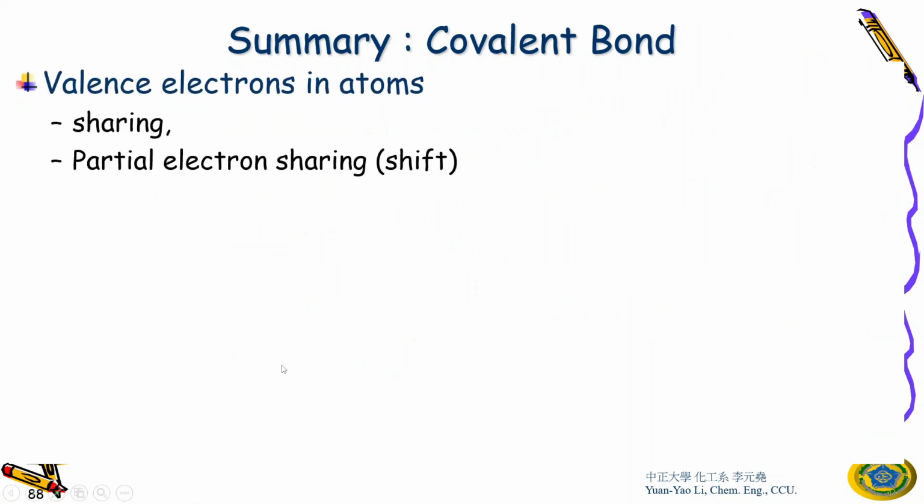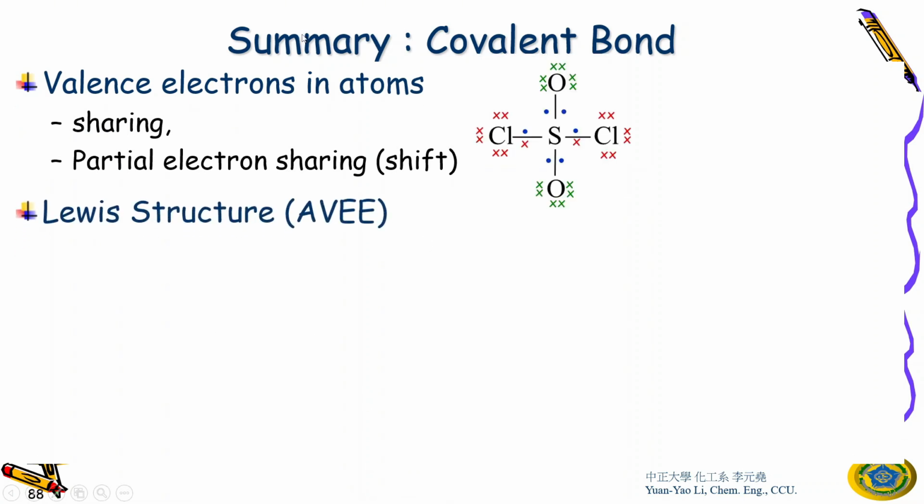They also shift the electrons. So, for example, this one shares, but because of the AVEE, this one shifts the electron to the atom where it has a higher AVEE. And that's why we learned how to draw the molecular structures using Lewis theory, right?